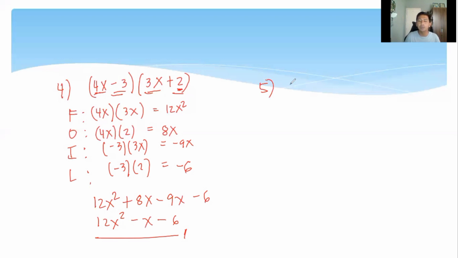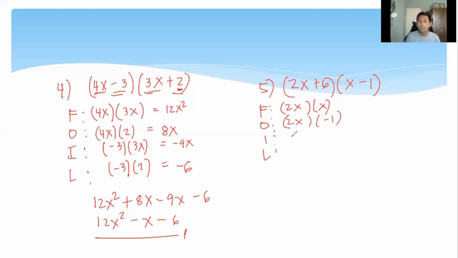Okay, last example under this concept. Say for instance, we have 2x plus 6 times x minus 1. FOIL pa rin ang gagamitin. Okay, first terms together, we have 2x times x. And then, outer terms, 2x times negative 1. Inner terms, we have 6 times x. And the last terms, we have 6 times negative 1.